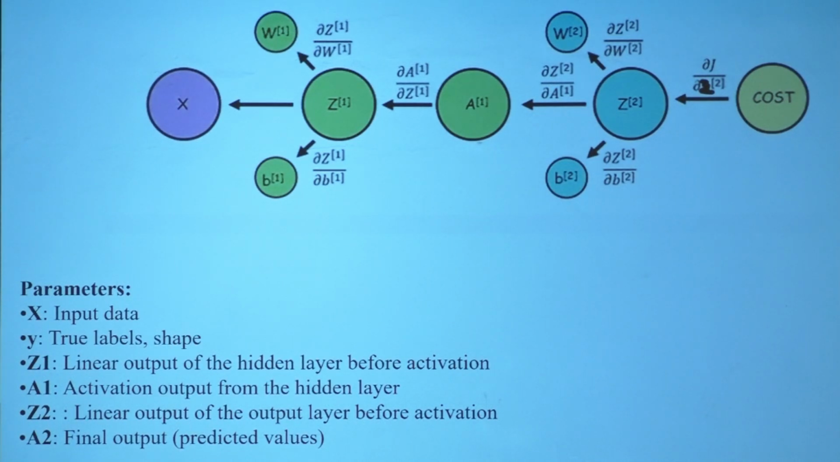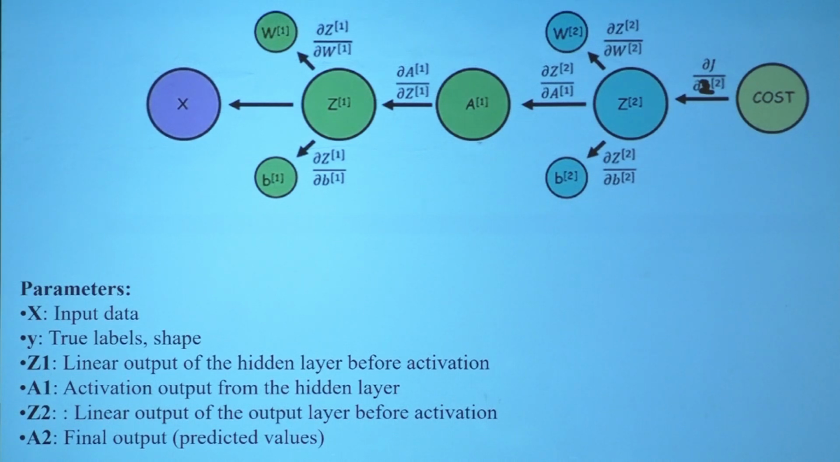Z1 is the linear output of the hidden layer before activation. You must be able to explain it this way, which is why I have put up what Z1 is and so on. So how do you say what Z1 is? Linear output of the hidden layer before the activation function. What is A1?